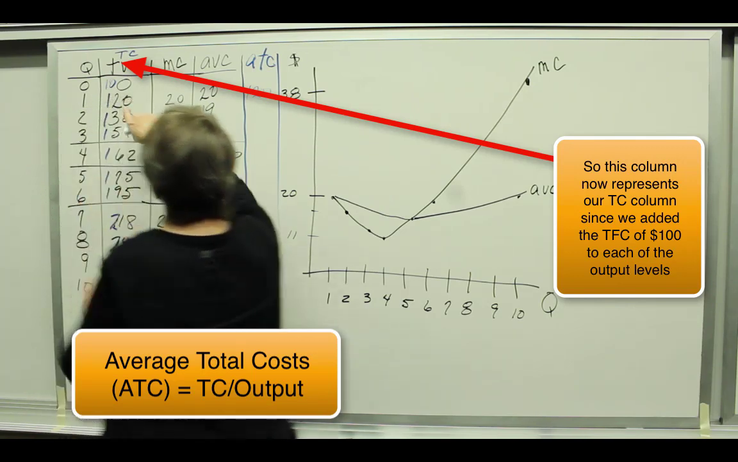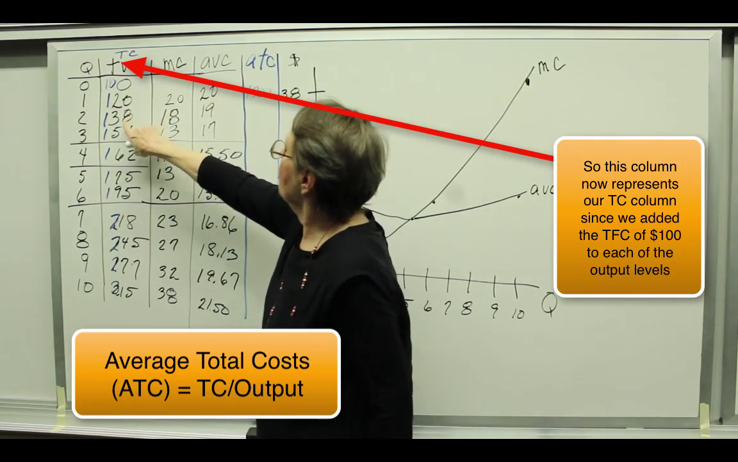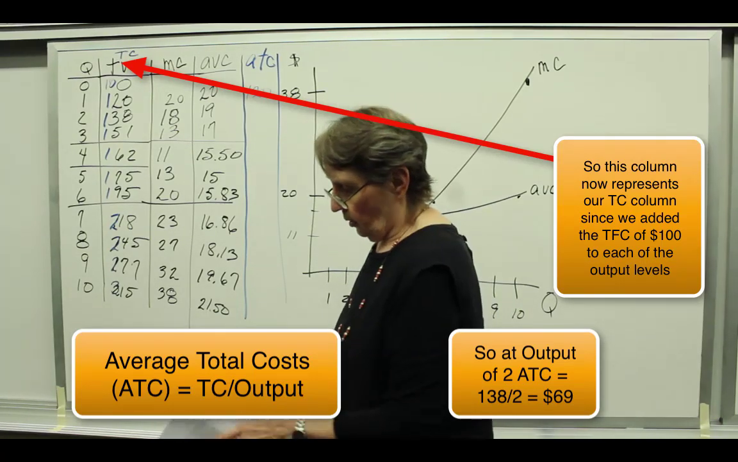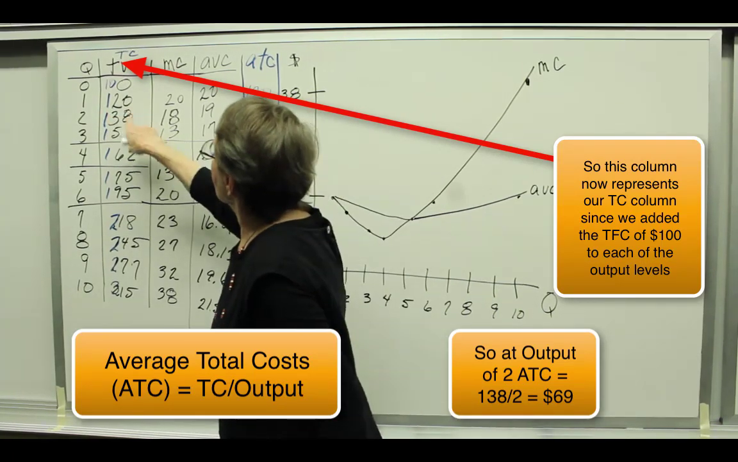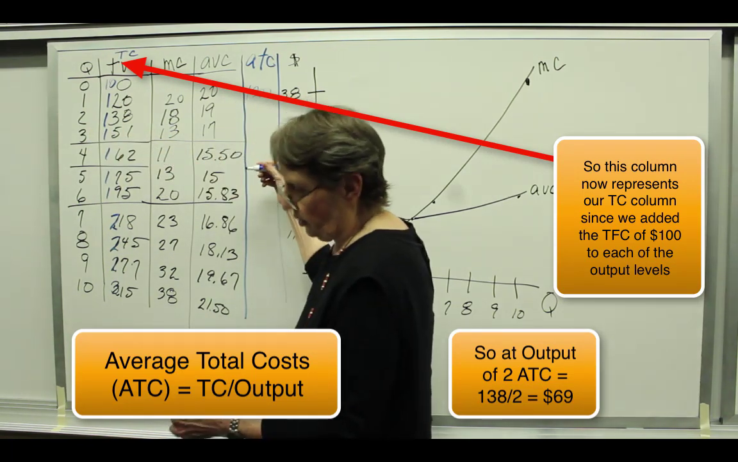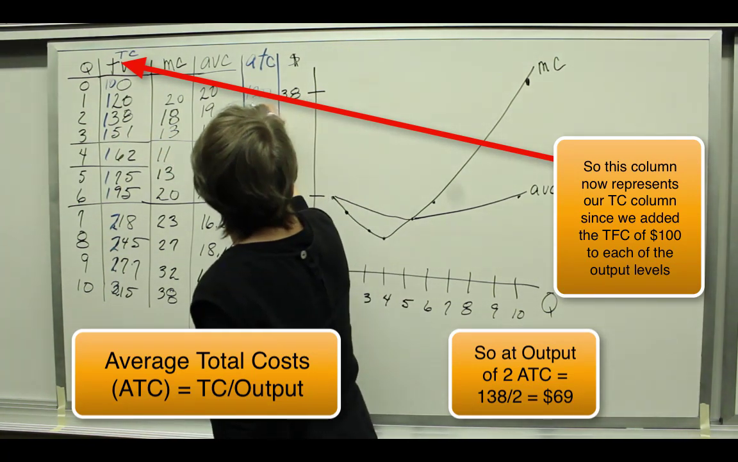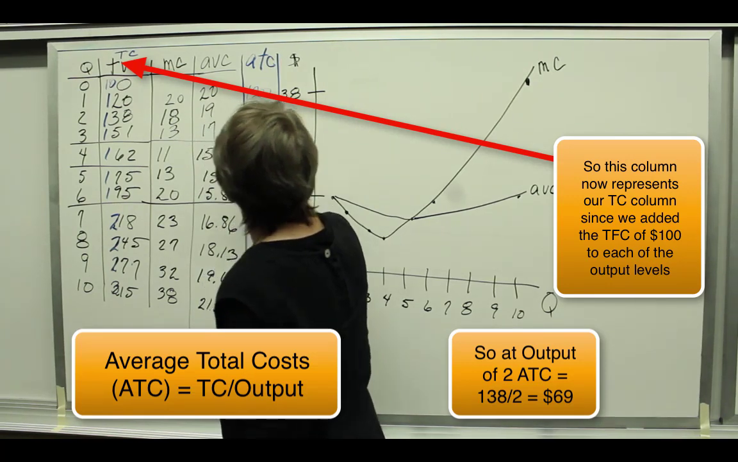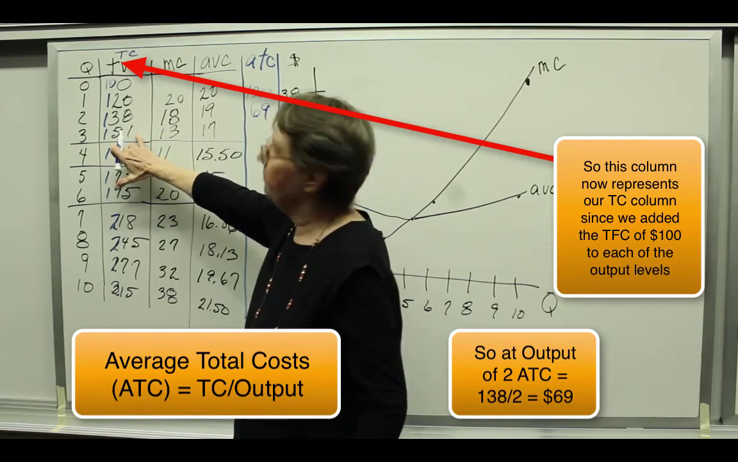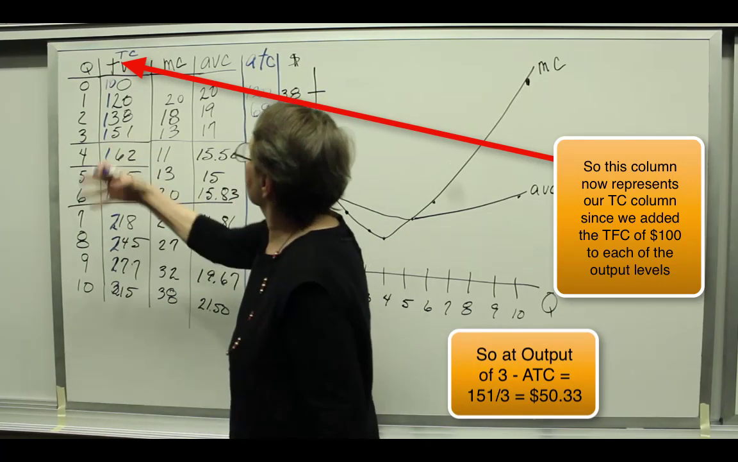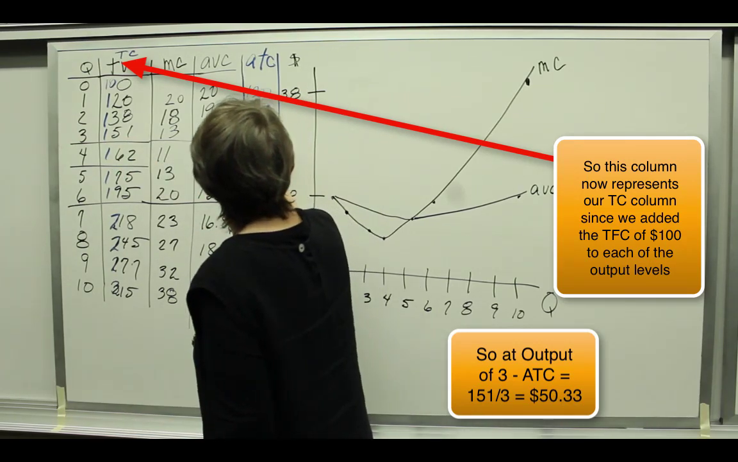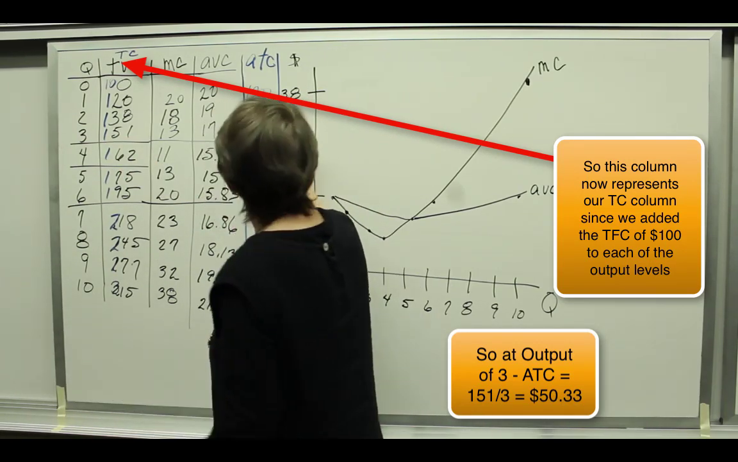If I make two widgets, my total costs are $138. So on average, the total cost associated with each of these two widgets is $69. Three widgets, my total costs are $151. So on average, the total cost associated with each of those three widgets is $50.33.